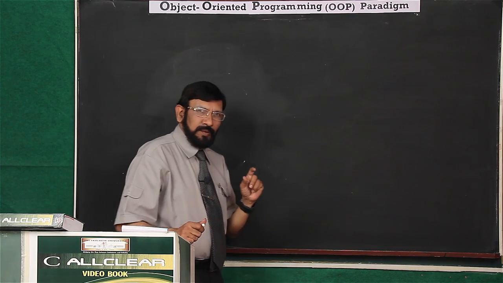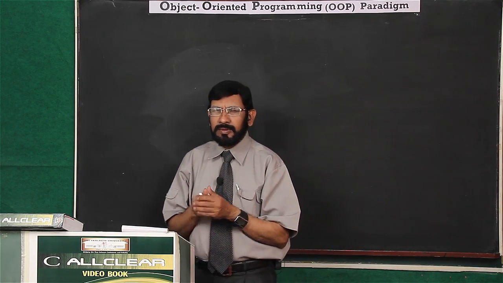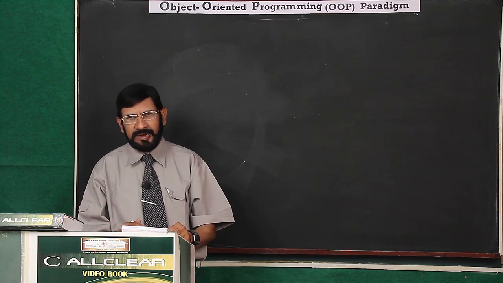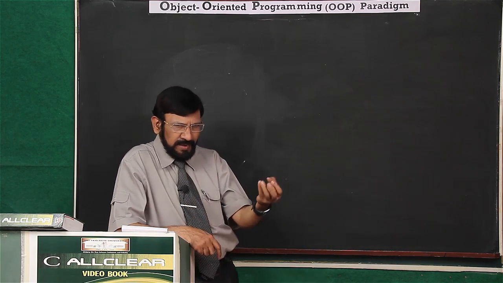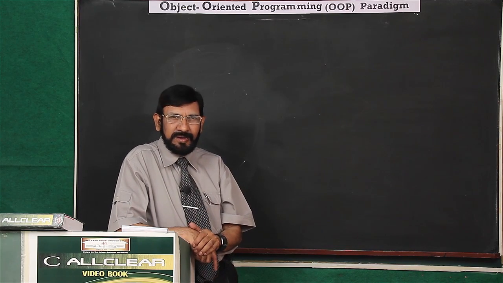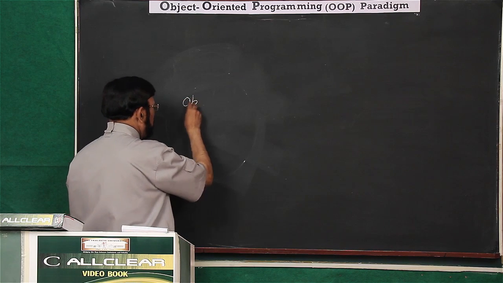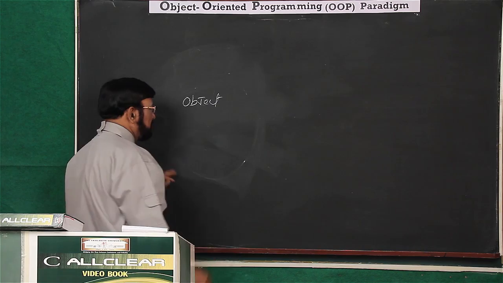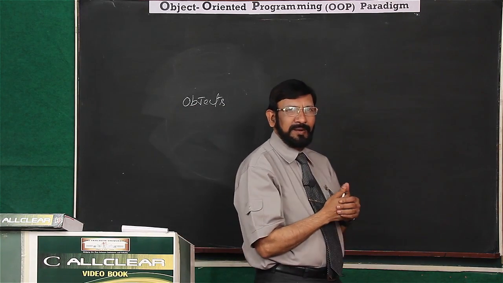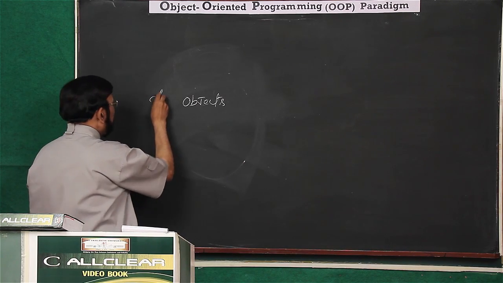And now, in object-oriented programming, by interaction of the objects, we are able to generate results. So, what is the basic requirement? What is the building block of the program? It is an object. So, what do we have to do? If we have to create any result, we have to create objects. If we have to create objects, first we have to create a class.